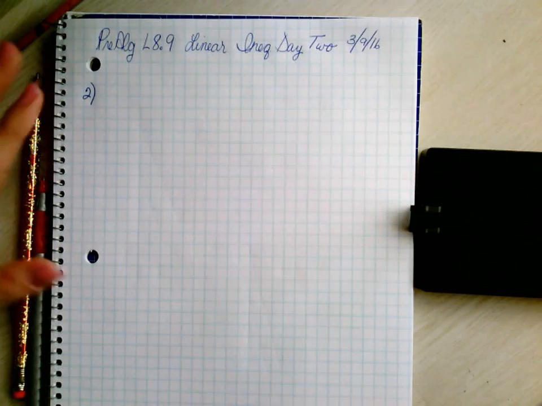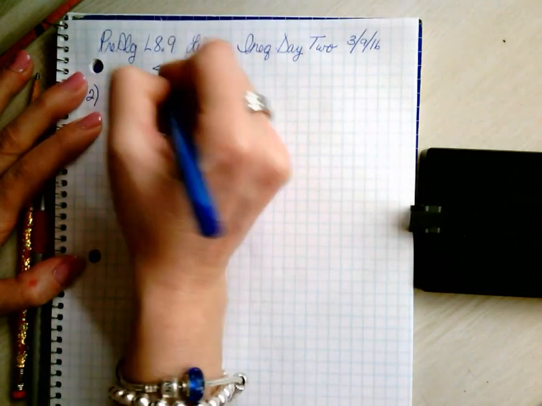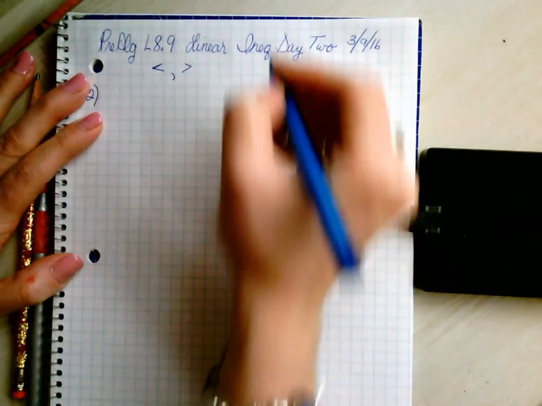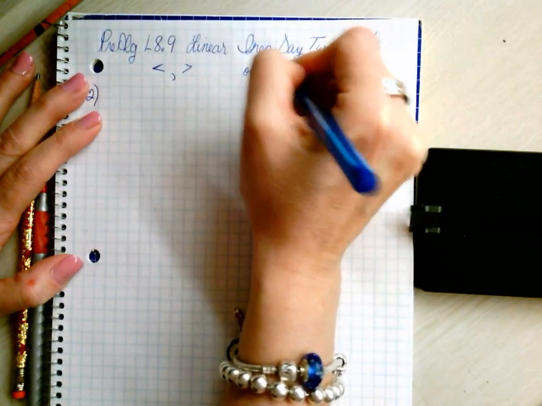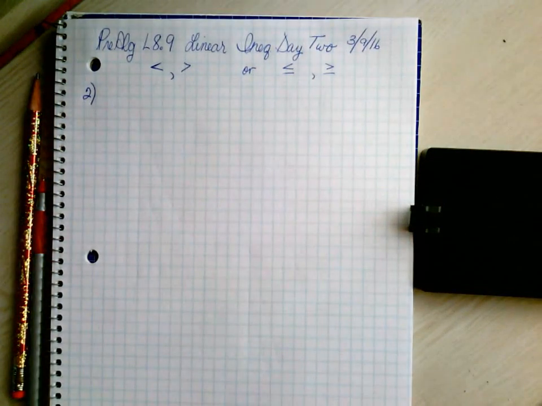Okay, first off, a couple of things. A linear inequality is when you have a less than, greater than sign, less than or equal to, greater than or equal to sign. Those are the 4 signs that create something called an inequality. Equality is equal, inequality is not equal. In order to graph these things, here's the technique.